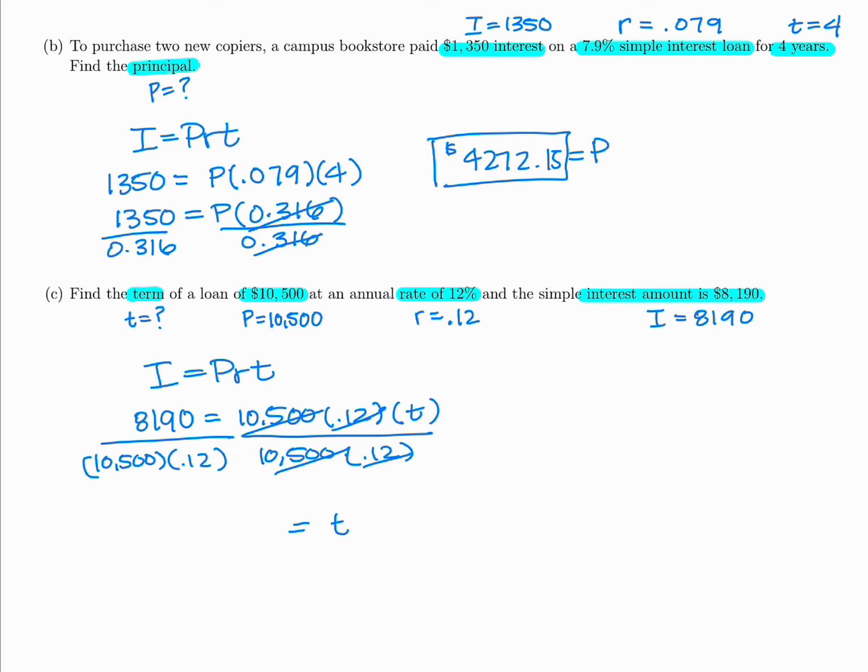Here, once we put that in though, we get T equals 6.5, and we know that's in years because that's how our terms work. It's always measured in years. So there we go. That's how we can handle simple interest questions.